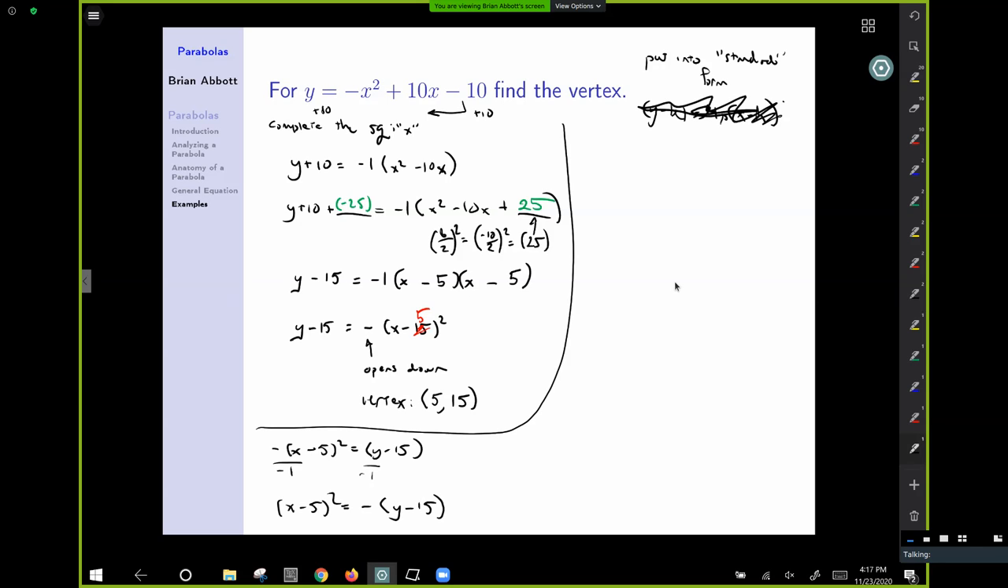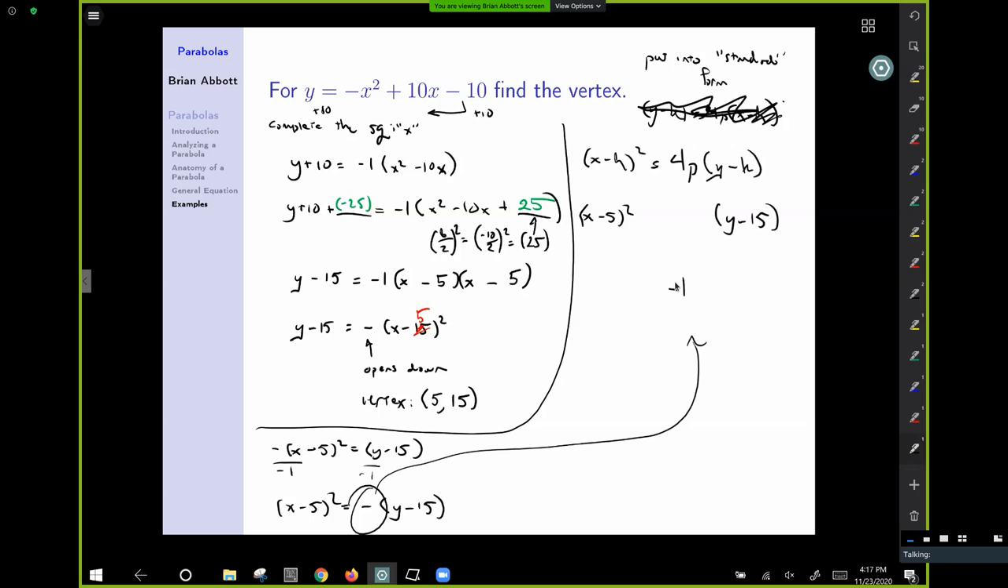And we want this thing to look like x minus h quantity squared equals 4p times y minus k. So I can see x minus 5 squared, that's looking good, and then y minus 15 is looking good. So the game is, how do I make this negative 1 look like 4 times p? So I need a 4. And so how do you write negative 1 as 4 times something? What's our p-value going to be?